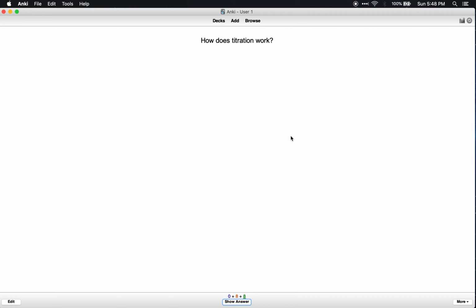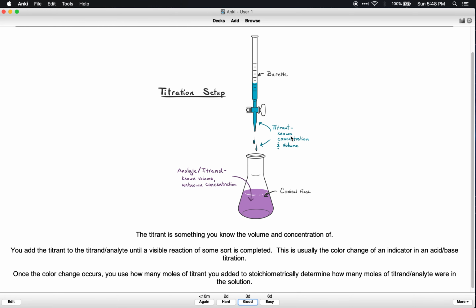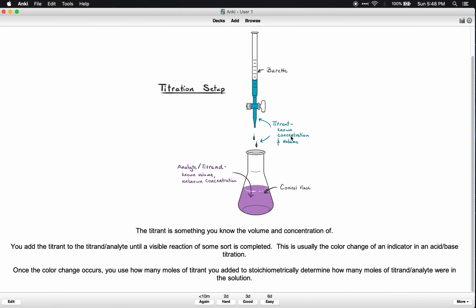How does titration work? The titrant is something you know the volume and concentration of. You add titrant to the titrand until the color changes with an indicator, and then you can calculate how many moles of titrant you added to determine how many moles are in the solution.